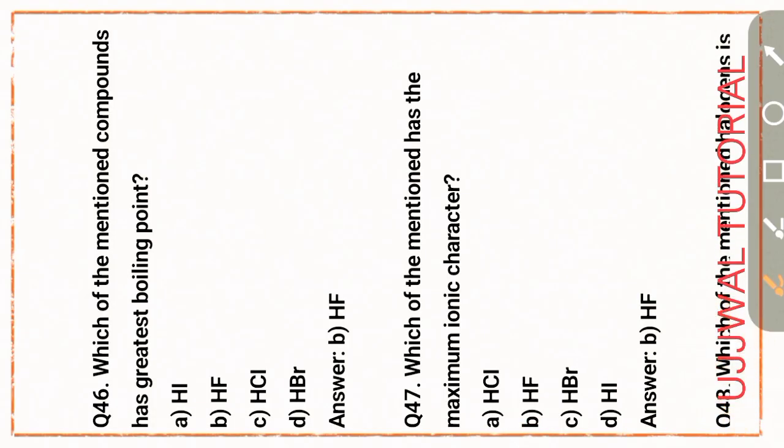Question number 46. Which of the mentioned compounds has the greatest boiling point? Option B, that is hydrogen fluoride. Okay, next question number 47. Which of the mentioned has the maximum ionic character? Option B, hydrogen fluoride. Due to the presence of fluorine, it is the most electronegative element.